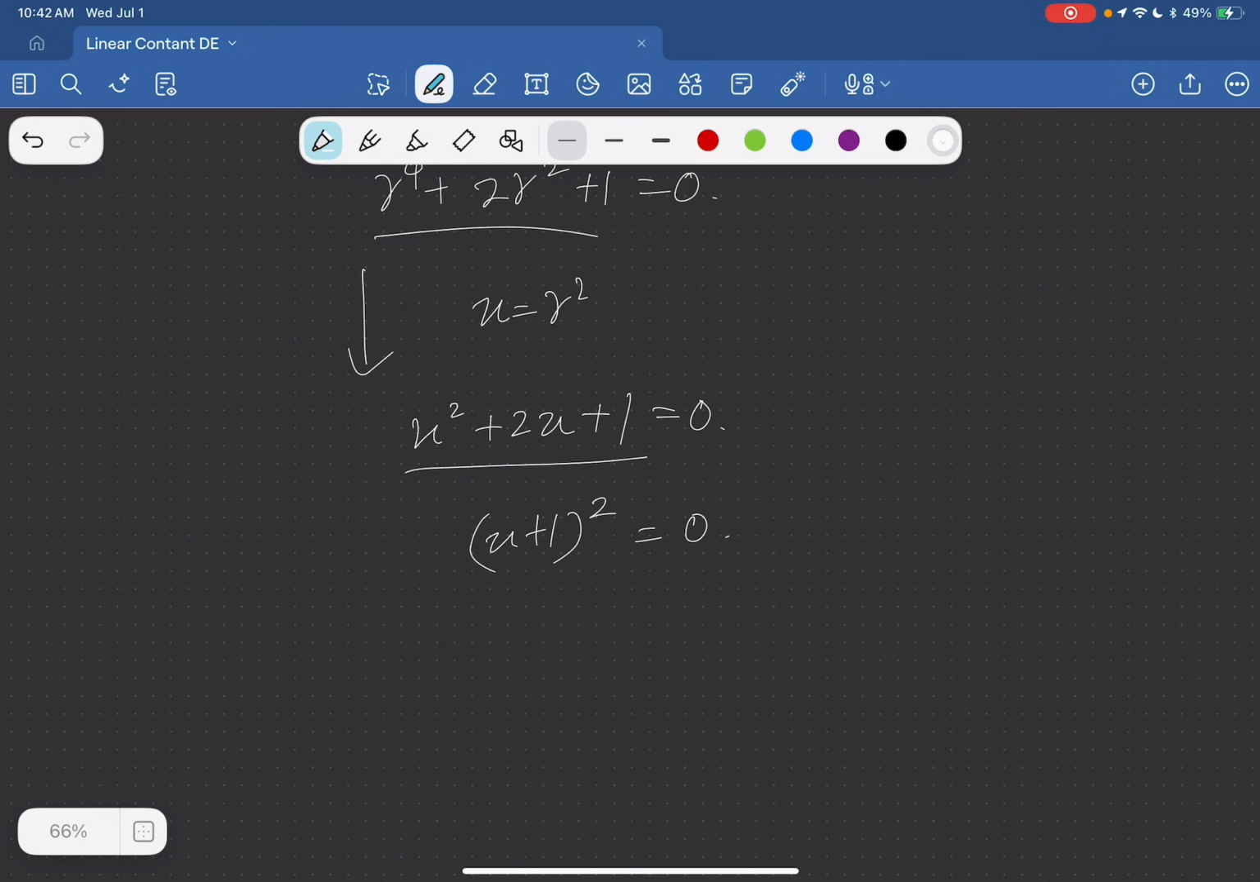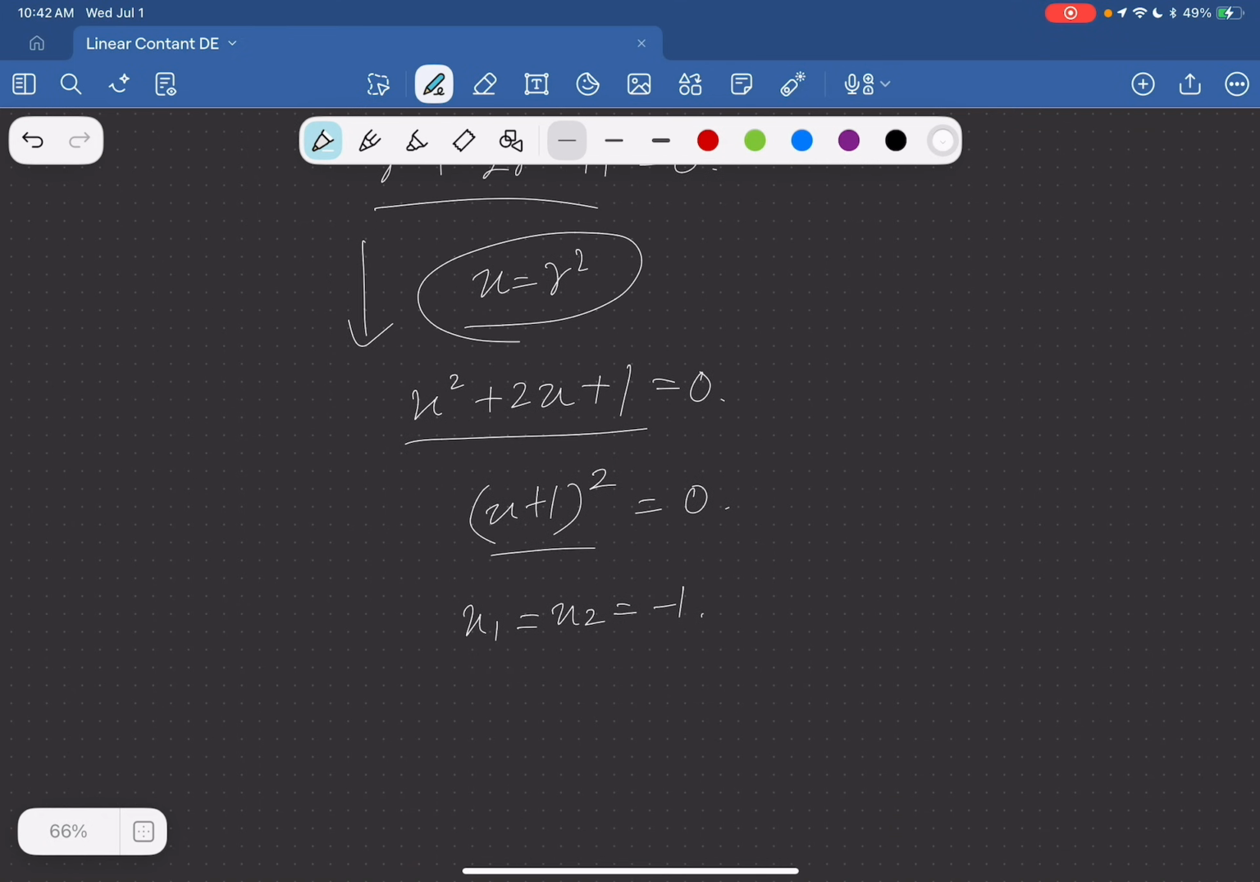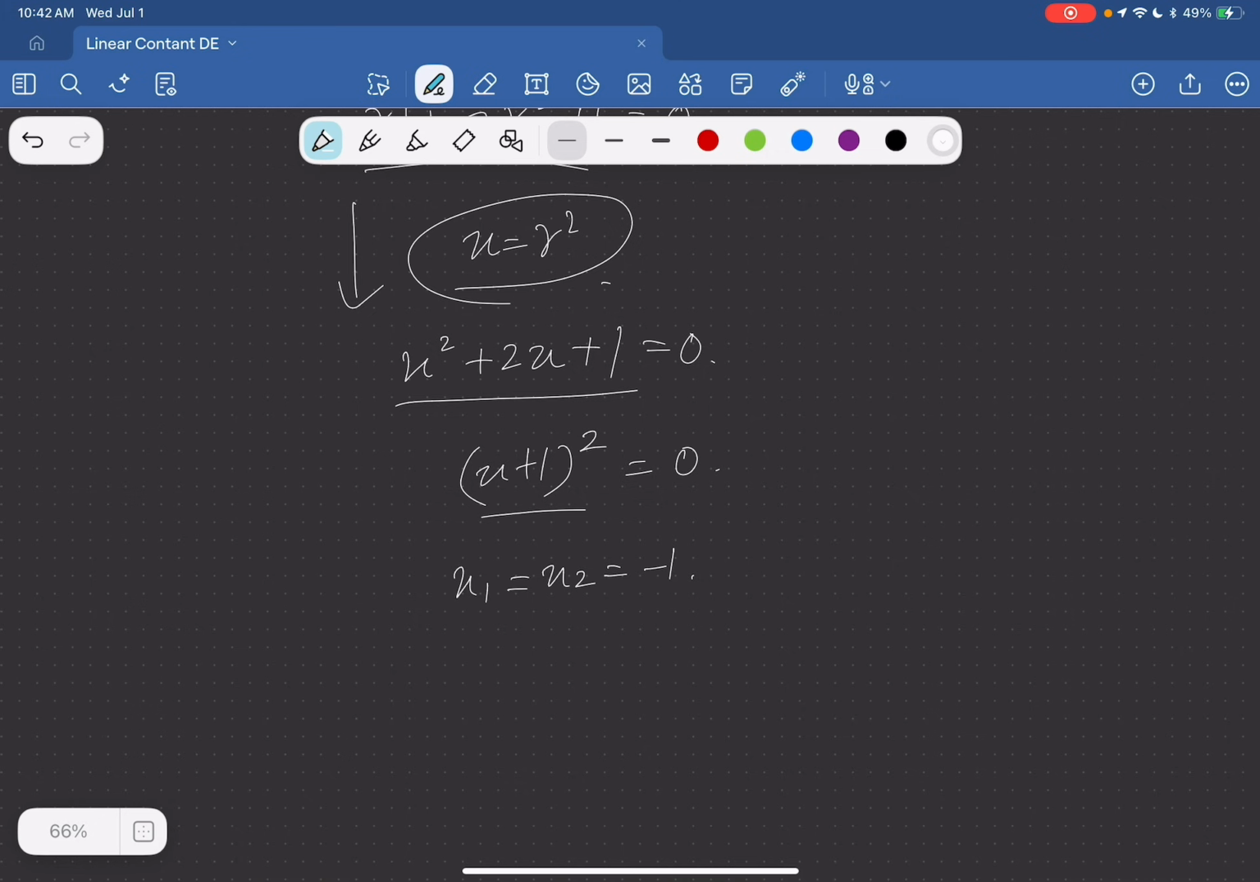And if we take a closer look at this, we can simplify it to (u plus 1) squared equals 0. And from this, we know that there are two roots, and they're the same, equal to -1. And since we assumed u equals r squared, r squared is equal to -1. This tells us r1 equals r2 equals plus or minus i.